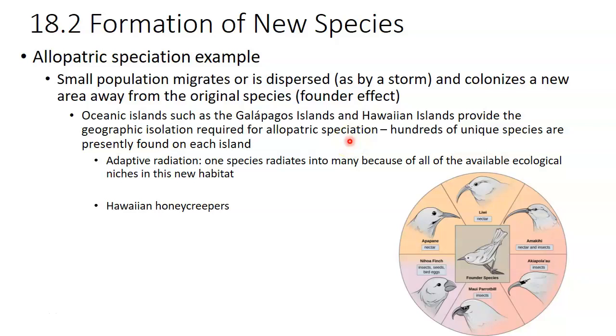You've got hundreds of unique species that are presently found on each Galapagos Island or each Hawaiian Island that are, again, all related to each other. They all have a common ancestor, but they've all evolved in different ecosystems. This is called adaptive radiation. This is when you have one parent species that goes to this new place, for example, this island chain, and it radiates or fulfills a bunch of different ecological niches because they're all available in this new habitat. Okay, it's called adaptive radiation.